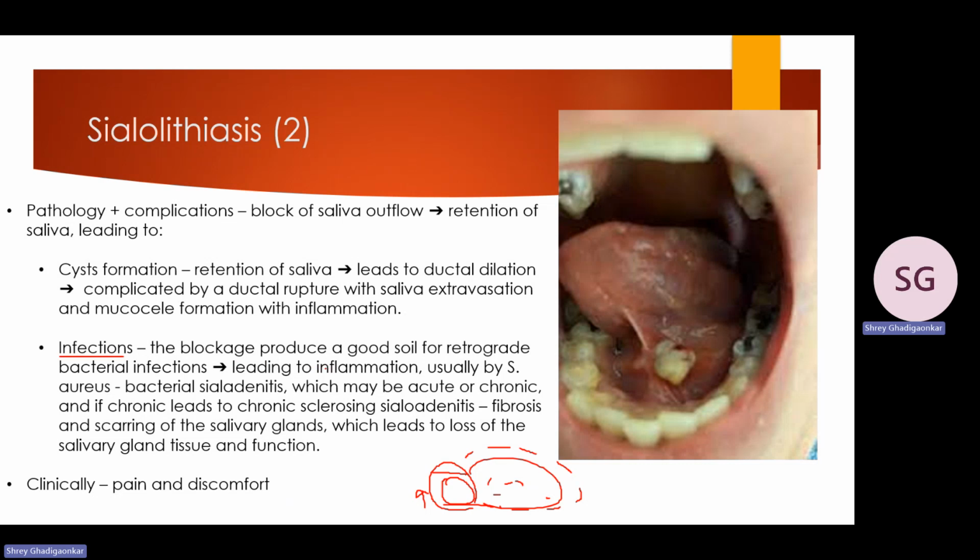So you can have infection and inflammation, and the most common cause of this is usually Staphylococcus aureus, which eventually will lead to what is known as bacterial sialoadenitis. And again, this may be acute or chronic, and if it's chronic, it will lead to a chronic sclerosing sialoadenitis, which is associated with fibrosis and scarring of the salivary gland. As a result of this, you'll have loss of the function of the gland. Clinically, it may present as pain and discomfort.